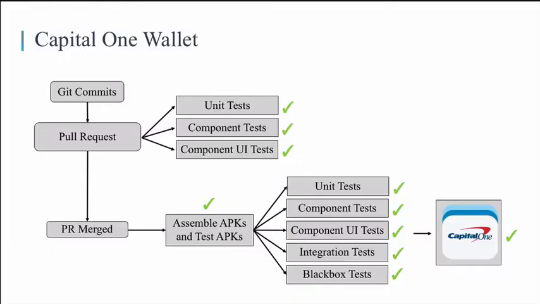So this is our flowchart. Someone creates a pull request, then the pull request builder, before you merge, is going to run the unit tests, the component tests, and the component UI tests. When those all pass, you merge the branch, and then at that point you run them all again in master, plus the ones that are less stable. So your integration tests and your black box tests might be a little flaky, so you only really want to run those after the merge.